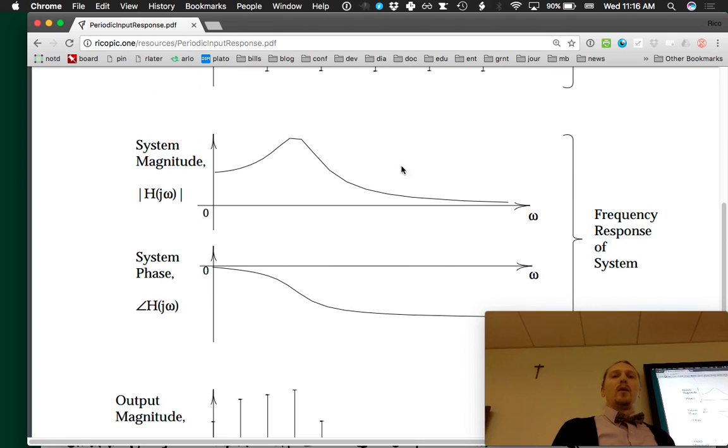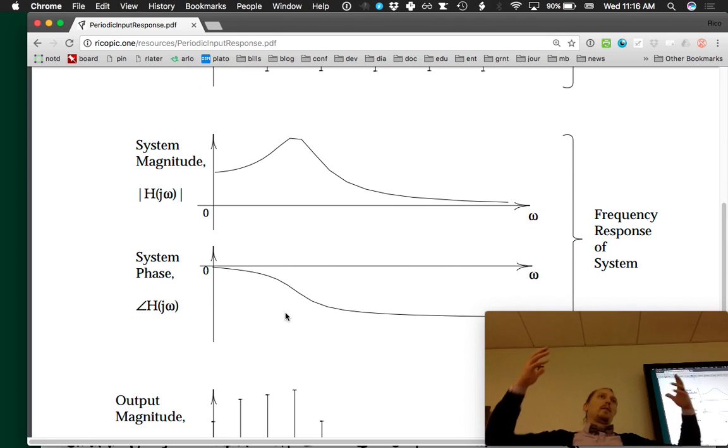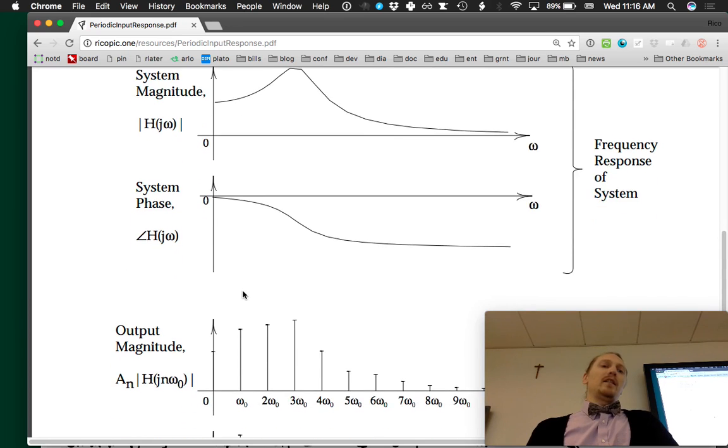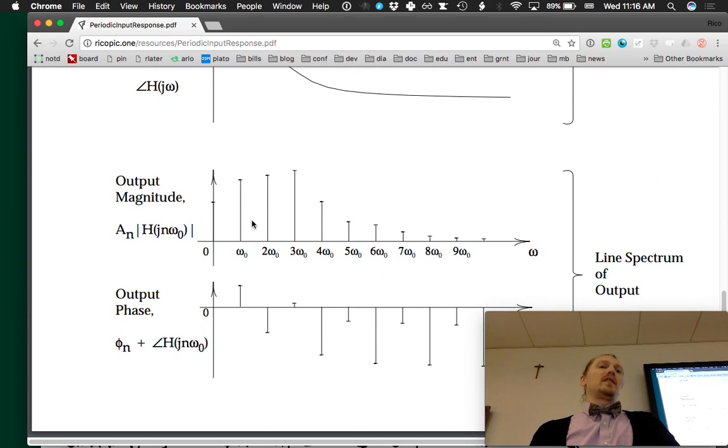Now, we're going to put that input into a system, right? And the system has some frequency response function that has a magnitude and a phase, right? This is what we would draw a Bode plot of and all of that. So there's our magnitude plot, here's our phase plot. Then we have an output.